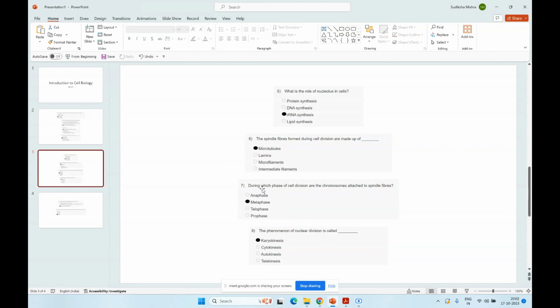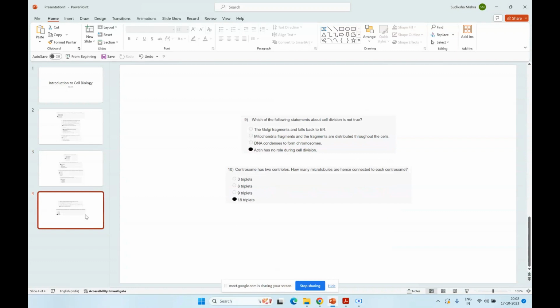During which phase of cell division are the chromosomes attached to the spindle fibers? It's the metaphase. Remember what happens in what stage of the cell cycle. That is very important. The phenomenon of nuclear division is called karyokinesis, whereas the phenomenon of cytoplasmic division is called cytokinesis.